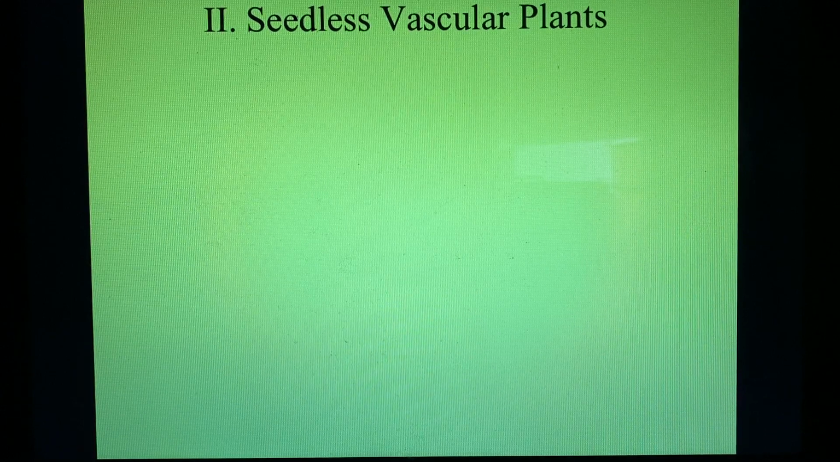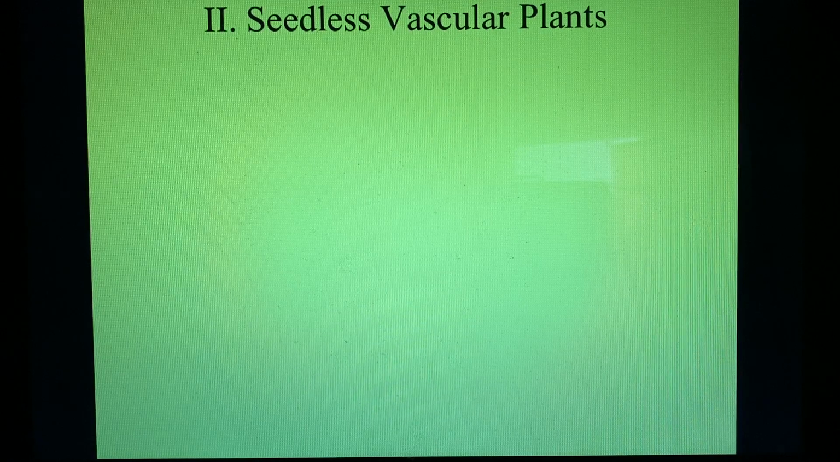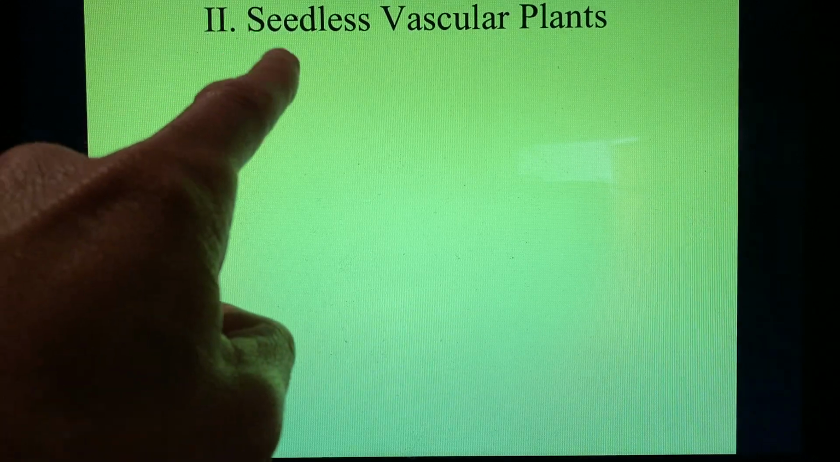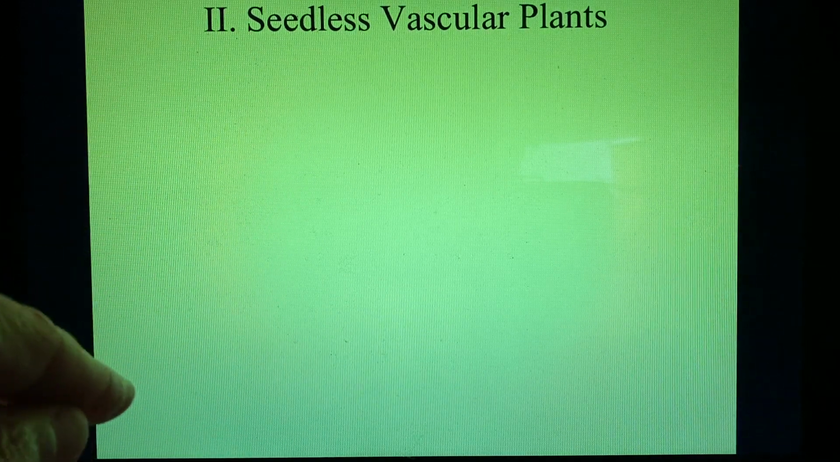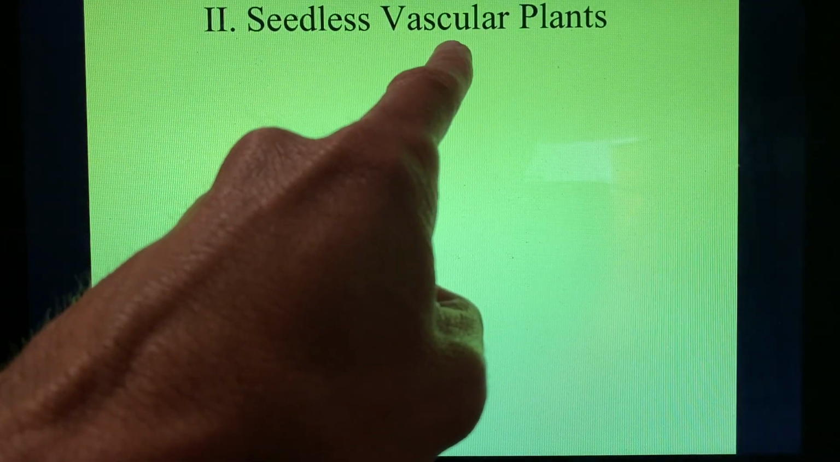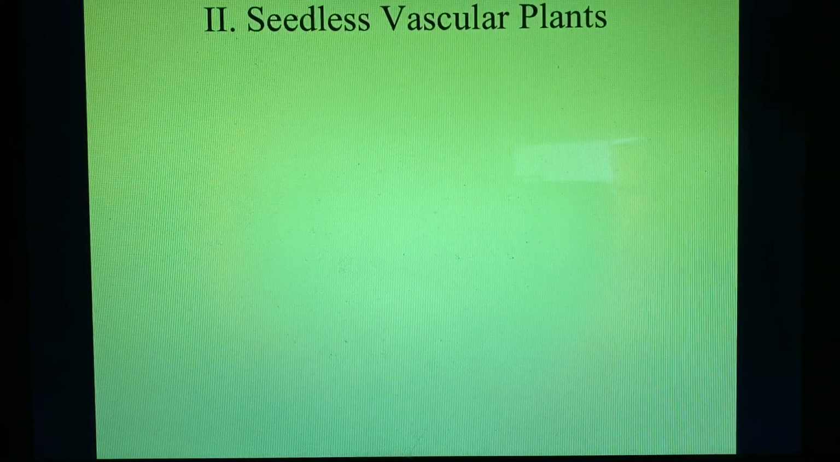Okay, let's talk about Roman numeral 2, seedless vascular plants. Remember, Roman numeral 1 was the seedless non-vascular plants, with the most numerous group in there being mosses. Now, there's going to be an upgrade here in terms of plant evolution. So we're still going to be seedless, which means we're going to use spores for reproduction. But the key here is vascular. Now, that is something cool. So let's talk about that first in the general introduction.